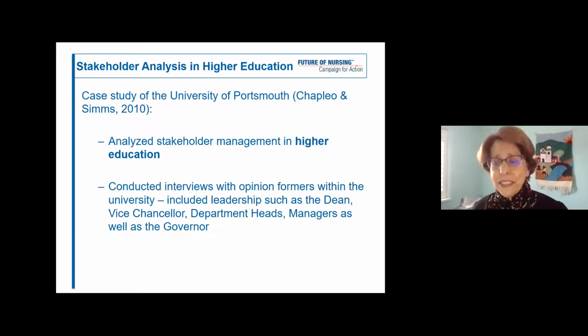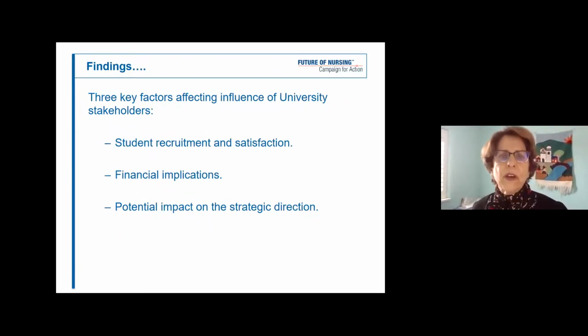So we know that academia is extremely hierarchical, and so that often makes it difficult when you're trying to get an answer to something or to go forward with a project. The interesting thing about these 30 stakeholders, what they did find is they did find 3 key factors influencing university stakeholders. And I really want to focus on the first one.